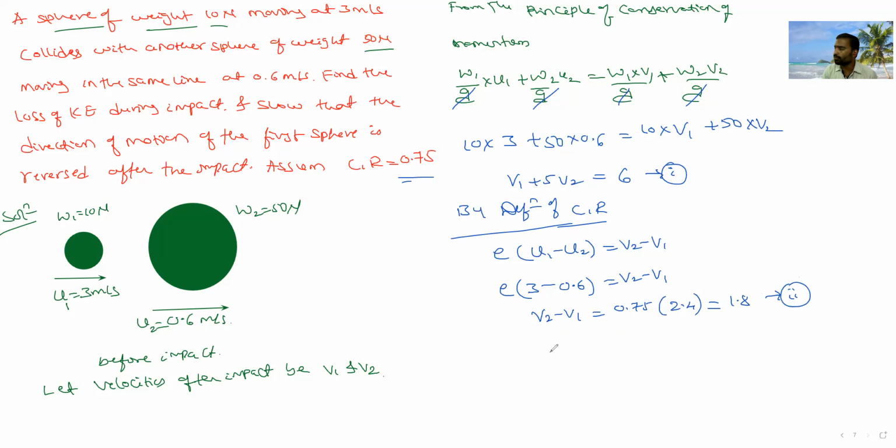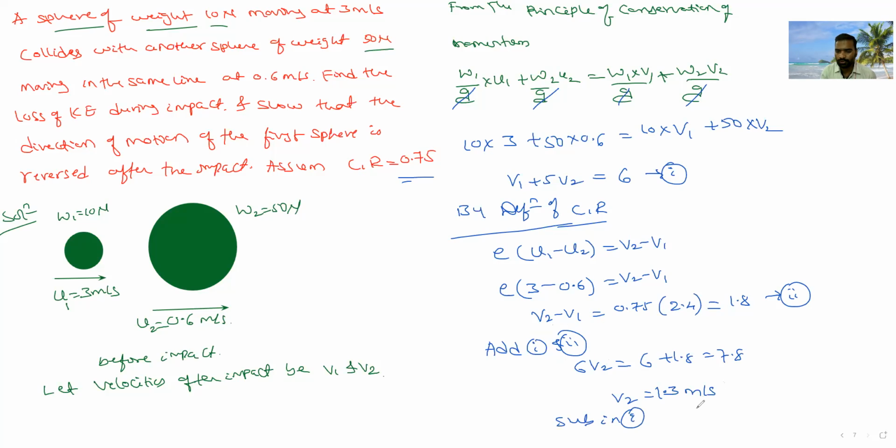Adding equation number 1 and 2. Add 1 and 2. Okay. So when we add these two equations, V1 gets cancelled. 5 times V2 plus V2, that is 6 times V2 is equal to 6 plus 1.8, 7.8. Okay, I want V2. 1.3 meter per second. Okay, then substitute in equation number 1.